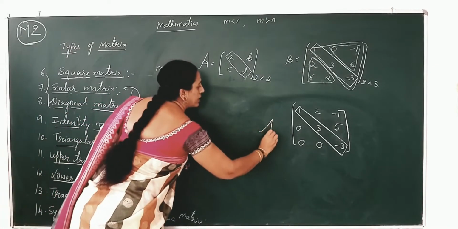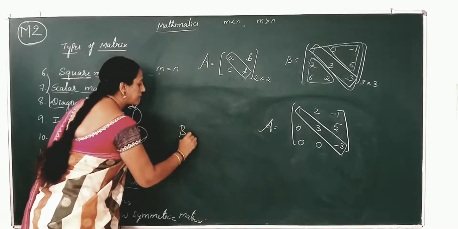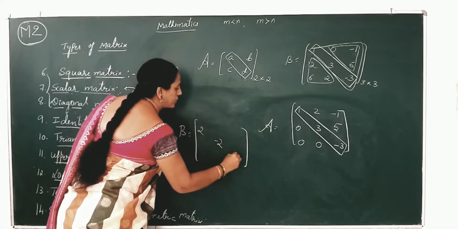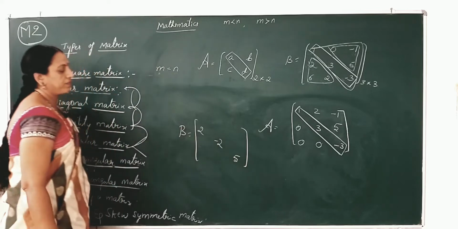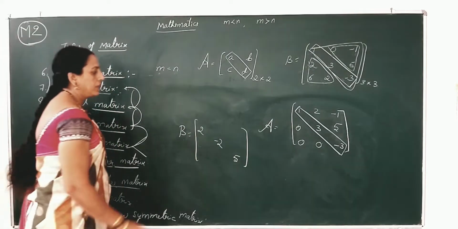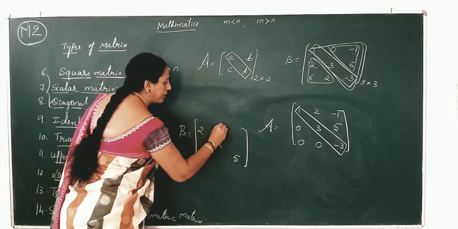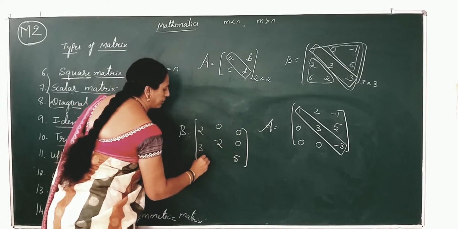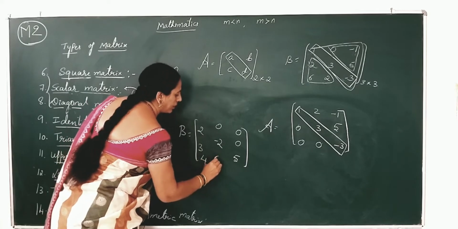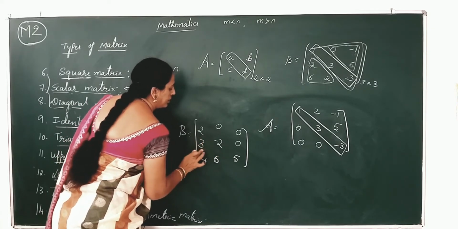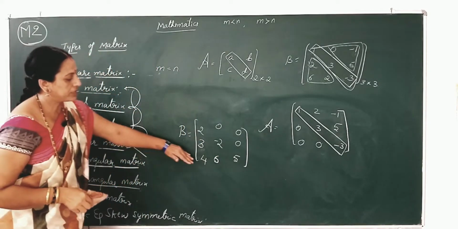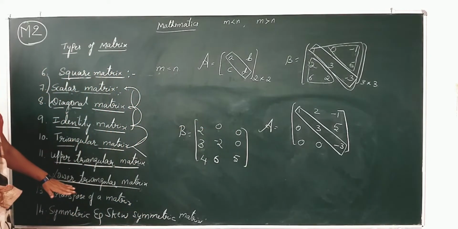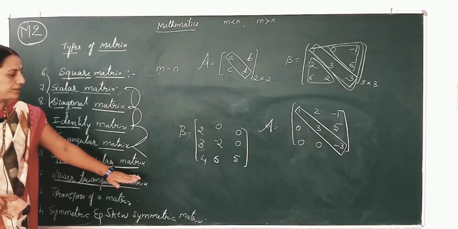Similarly, here is another example. Again, look at the diagonal elements: for the principal diagonal you can choose any elements. 2, -2, 5 are the principal diagonal elements and the upper part will be 0, but again the lower part will be some different elements. In the lower part you can choose any elements, but the upper part will be 0. Such a matrix is called a lower triangular matrix.